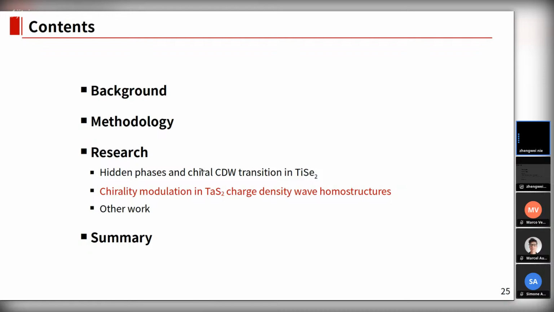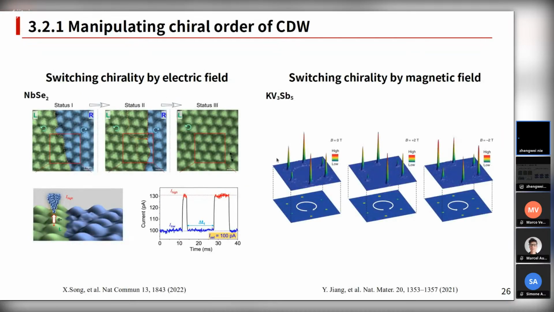The second work is about manipulating chirality in the charge density wave material TaS2. In previous experimental research, there are usually two methods to manipulate the chirality in charge density waves. One is by electric field. In NbSe2, the bright area and the dark area are domains with different chirality. And by applying an electric field, it was found that the domains are reversed.